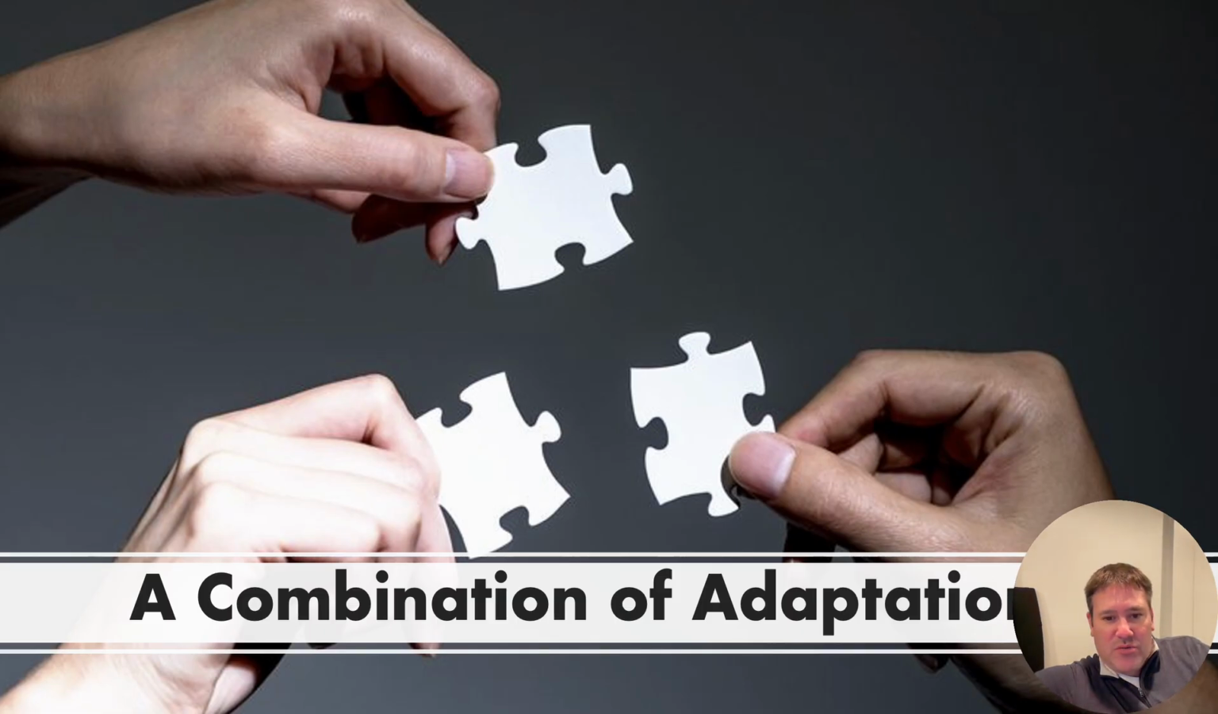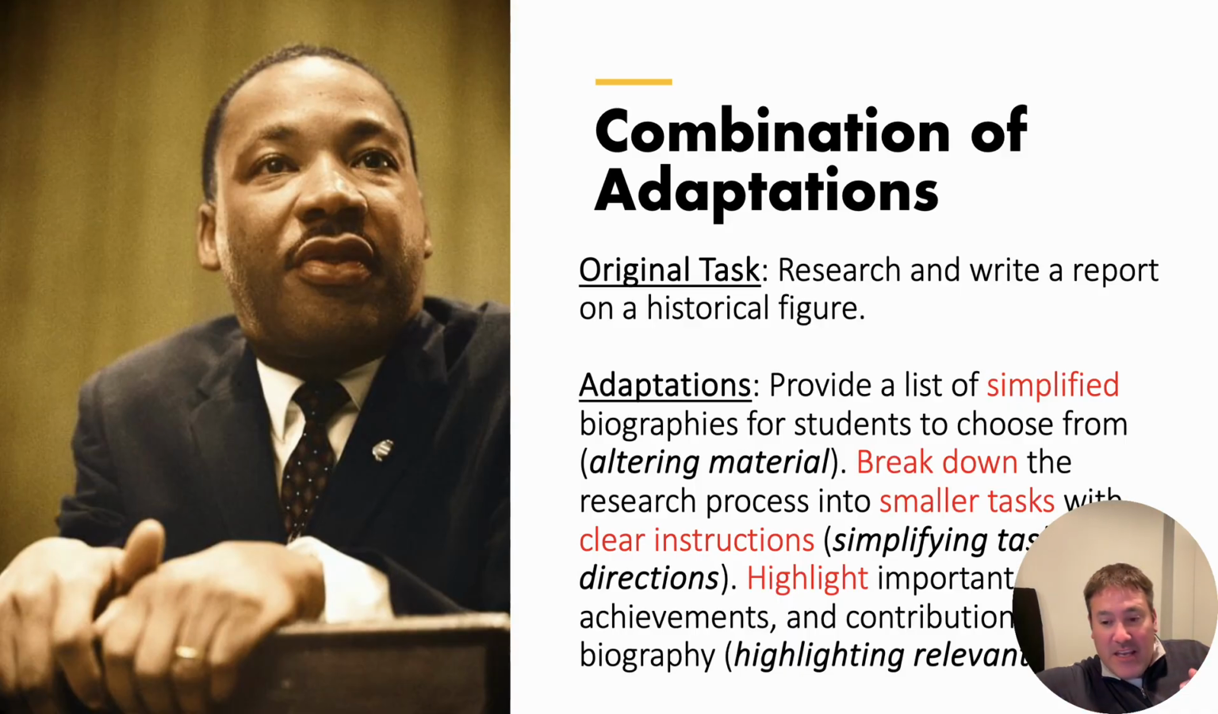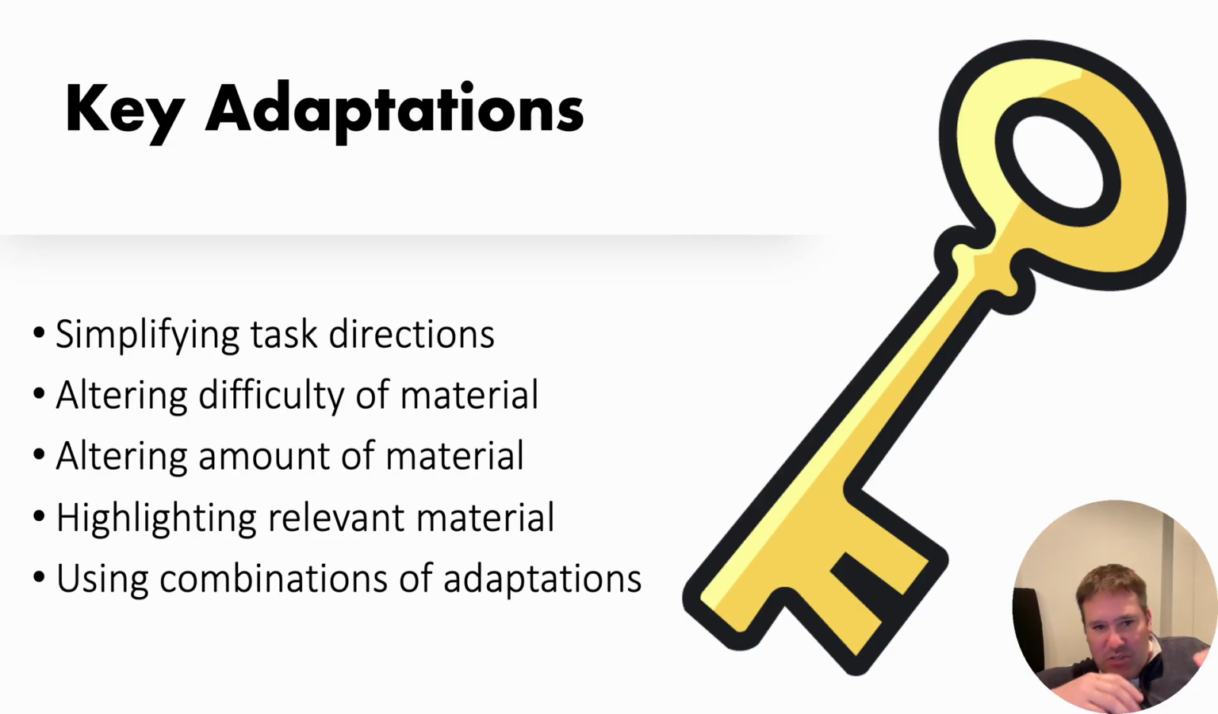I also want to use combinations of adaptations. What that means is thinking about everything we've said so far from this list. So we're going to simplify directions. We can alter what they're responsible for. We can alter not just how much of it, but how hard it is. We're going to make signals for what's relevant.